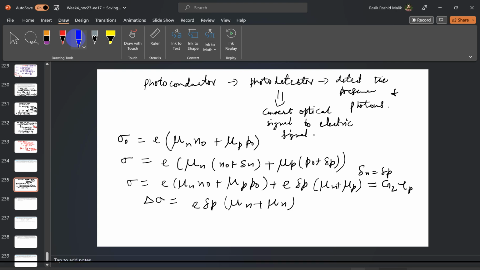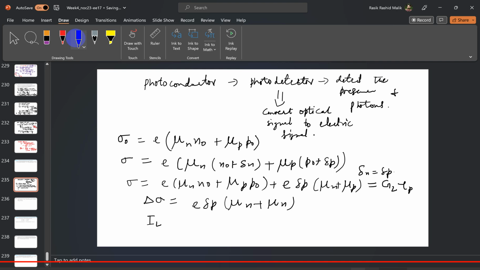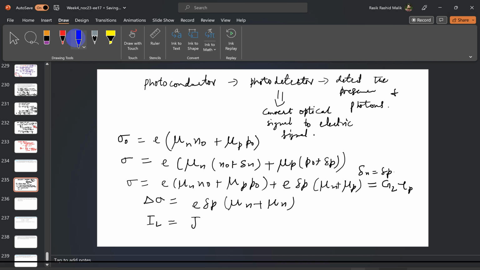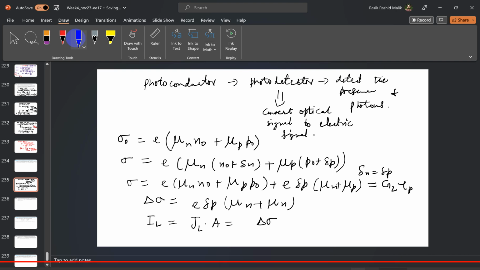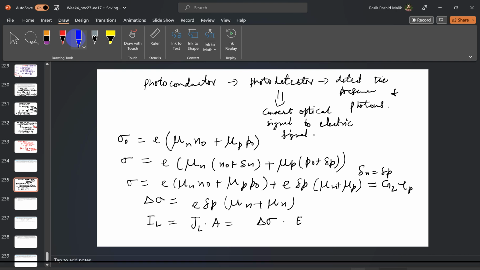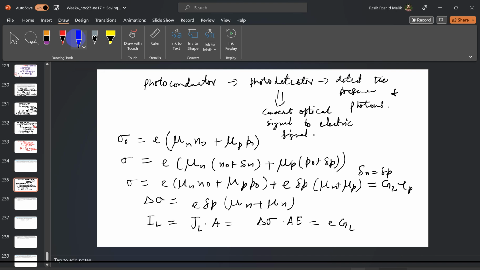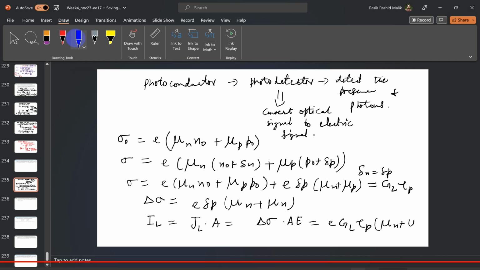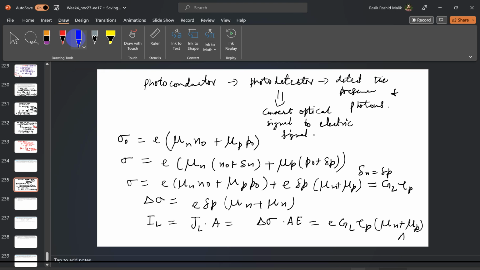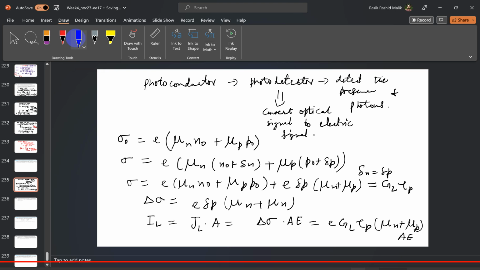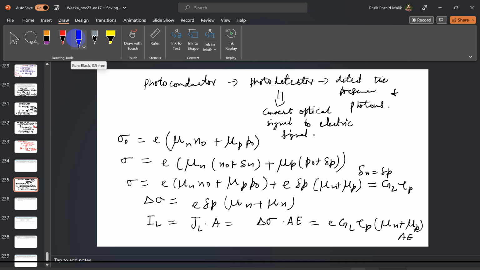And corresponding to this photoconductivity, we will have the photocurrent IL. That will be simply JL into A, or I can write it to be equal to delta sigma into electric field into area, or I can write it to be equal to EGL tau p (mu n plus mu p) into AE.